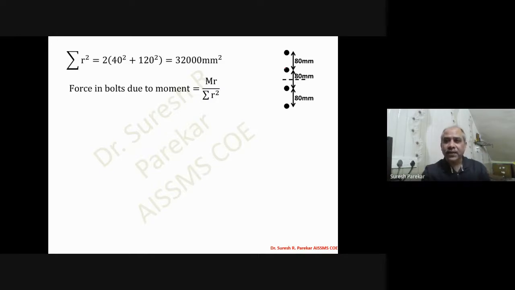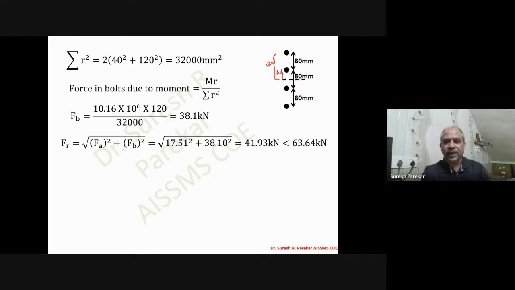And for this one, we have this distance, that will be r, which will be 40, and we have this distance, which is r, will be 80 plus 40, 120. So we have taken this will be 120, and then this will be 40, and 2 times, because we have bolts above this centroid and below this centroid, so we have taken twice. By substituting value of M, r is the farthest distance of the bolt from the centroid, and substituting this value we got FB 38.1 kilonewton, and this Fr, which is under root Fa square plus Fb square, gives me 41.93 kilonewton, less than 63.64 kilonewton.